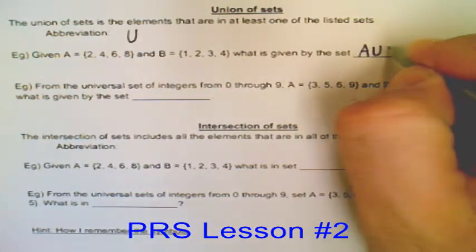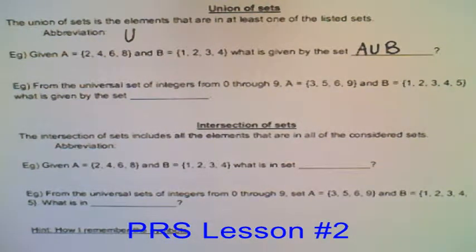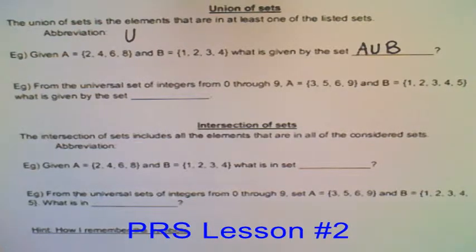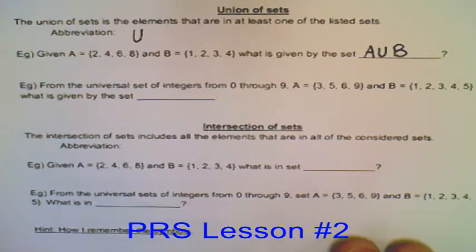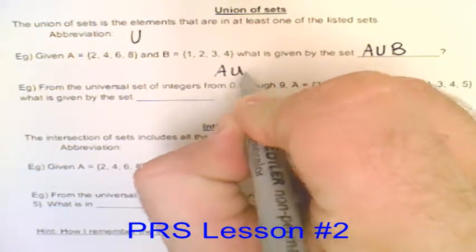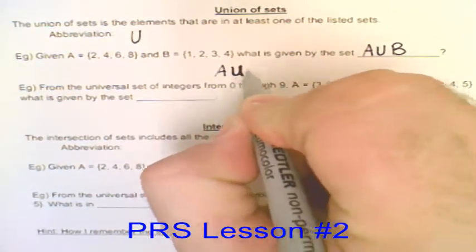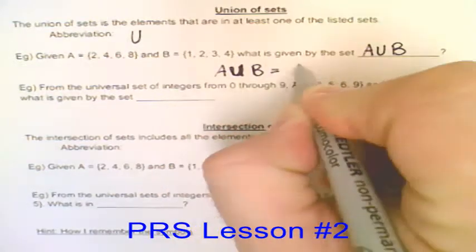So, given A is 2, 4, 6, 8, and B is 1, 2, 3, 4, what is in the set A union B? When I start looking at this set, I say, okay, well, at least one of the sets is possible. This is essentially me satisfying or. In union, I'm satisfying or. So going through with this, I look at A union B.